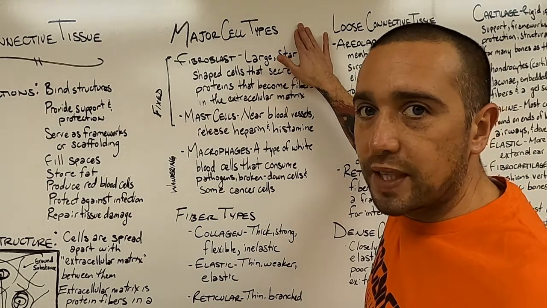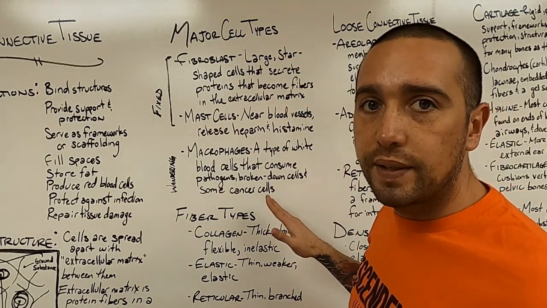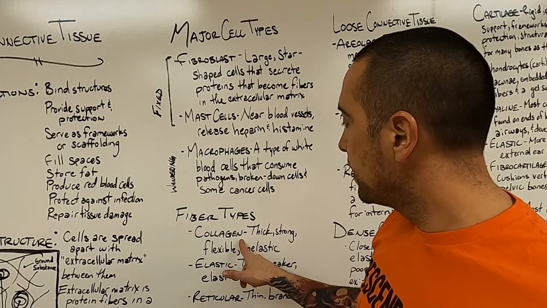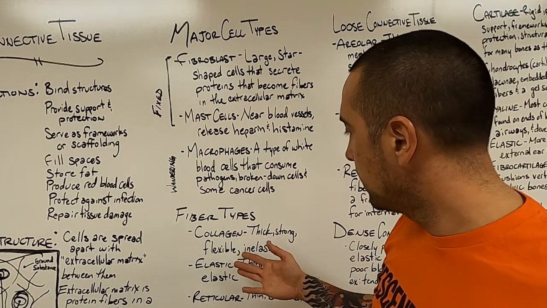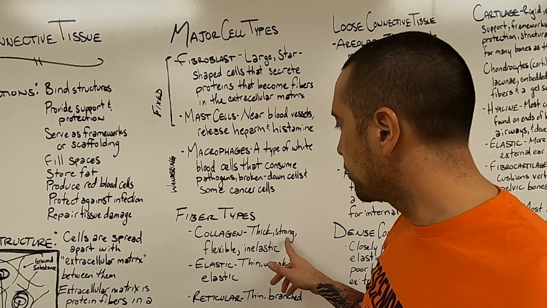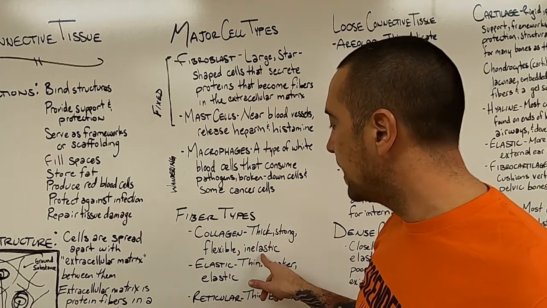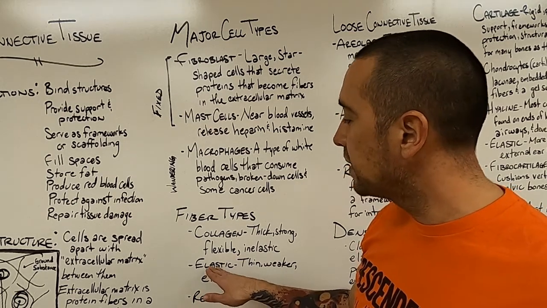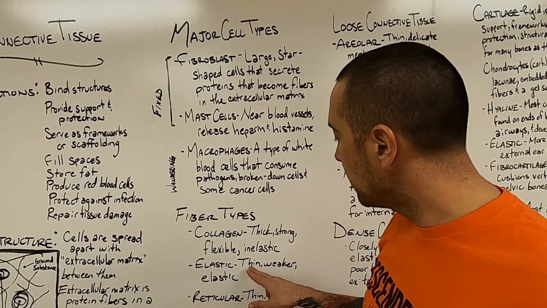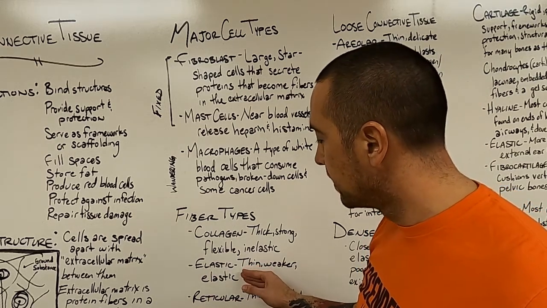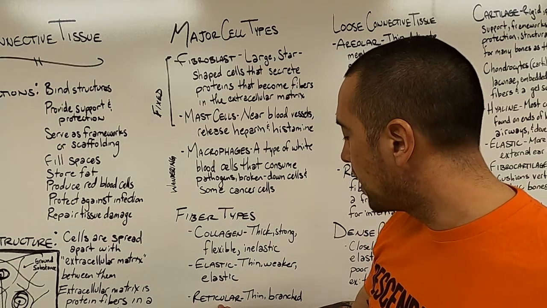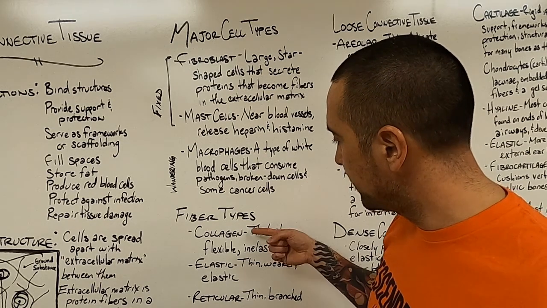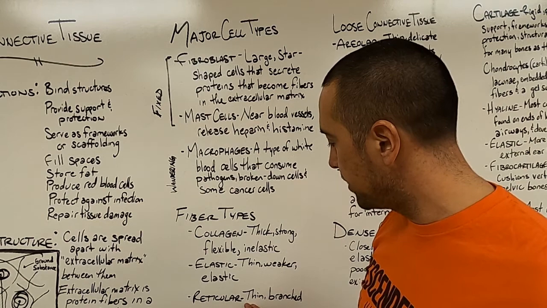In addition to the major cell types, there are major fibers in connective tissue as well, common to the connective tissues. Collagen is a type of fiber. It's made of protein called collagen. They're thick, they're strong, they're flexible, but not very elastic. There are elastic fibers, also made of a protein, but the protein is called elastin. These are thin, they're weaker, but they are elastic. Reticular fibers are thin, they're still made of collagen, but they are branched. So they're not as strong as these thick collagen fibers, they're thin collagen fibers that are branched.